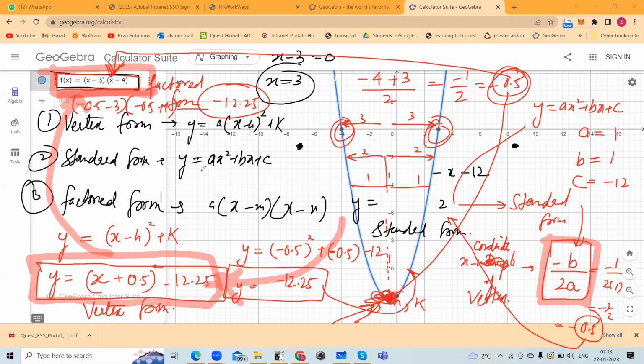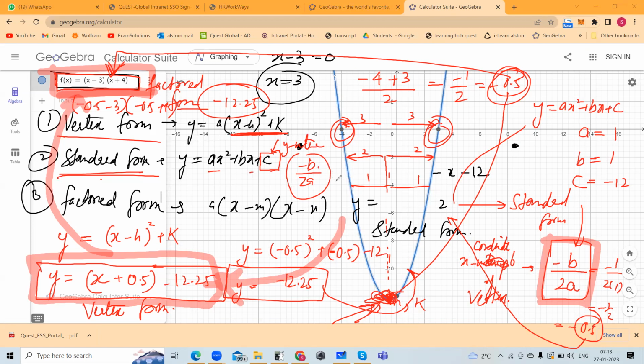So we're having three representations: vertex form, standard form, and factored form. Vertex form is going to give you directly the coordinates of the vertex, h comma k. Standard form is going to give you a, b, and c, where c is the y-intercept. It's also going to give you -b divided by 2a, that is the x coordinate of the vertex, right?